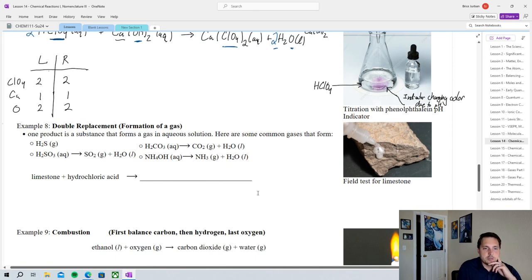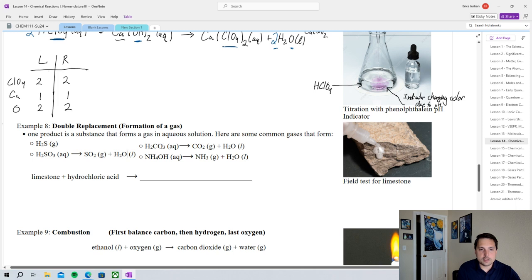The last type of double replacement reaction are ones that form a gas as a product, and then sometimes that gas will go on to react further. And these are the 4 types of gas reactions that you want to be familiar with. So you can get hydrogen sulfide, that's a product. We can get sulfurous acid. And if you form sulfurous acid, it will break down to sulfur dioxide and water.